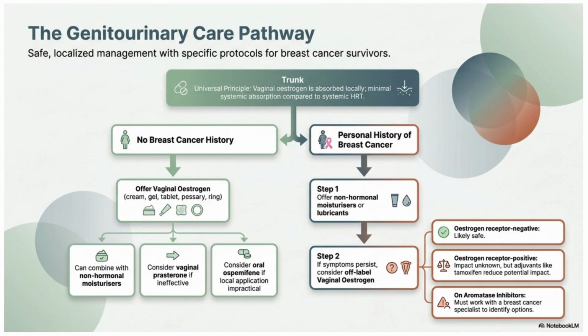With previous breast cancer, start with non hormonal treatments. If symptoms continue, consider vaginal estrogen through shared decision making. For estrogen receptor positive cancer, uncertainty remains. For patients taking aromatase inhibitors, collaborate with the breast cancer team. Review effectiveness, tolerability, and any unexpected vaginal bleeding.